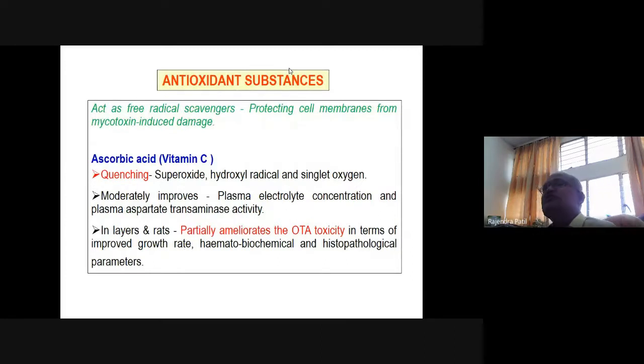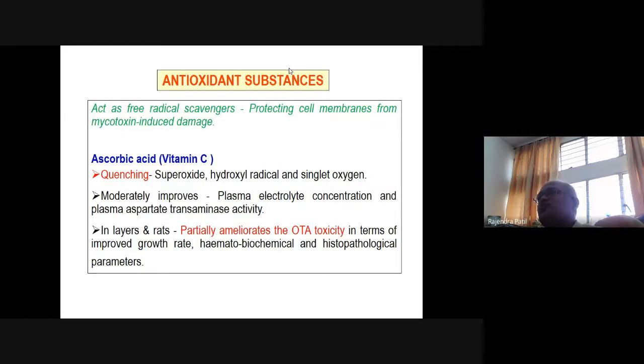Then antioxidant substances, particularly the vitamins: vitamin C, vitamin A, and vitamin E. These are very useful antioxidants, and their main action is as free radical scavengers. Most mycotoxins like aflatoxin, as I told, release powerful reactive oxygen species when they enter the body, and that's why they produce damage to the plasma membrane or cell membrane, and free radical damage.